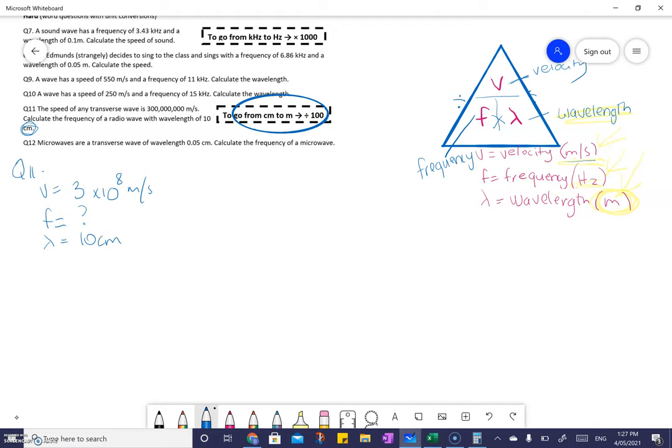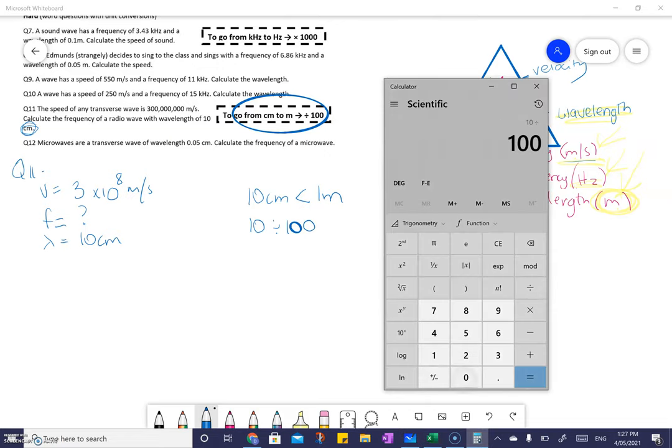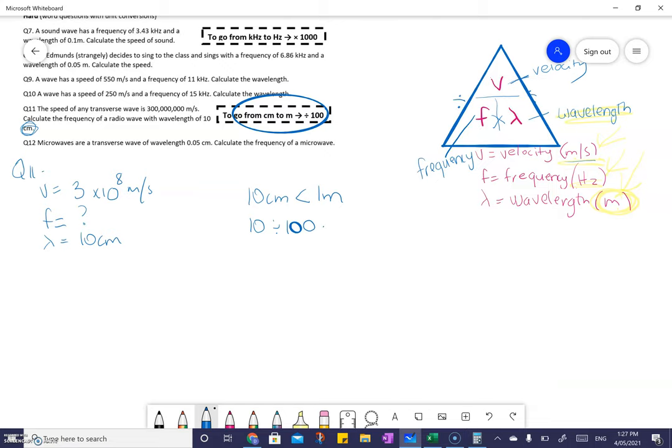So 10 centimeters, think it to yourself, should be less than 1 meter, right? If you think to yourself, 10 centimeters should obviously be less than 1 meter. So what I'm going to do is I'm going to divide 10 by 100. Okay? And what that's going to give me, 10 divided by 100 is 0.1. So 10 centimeters is 0.1 meters. Okay? So I'll put that over here, 0.1 meter.